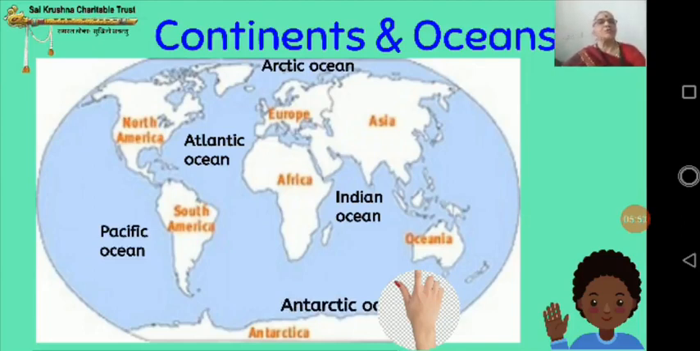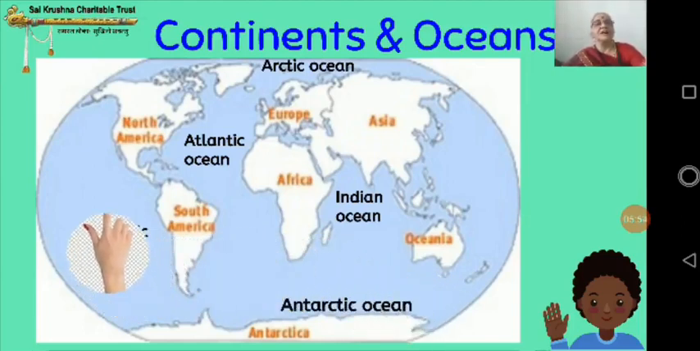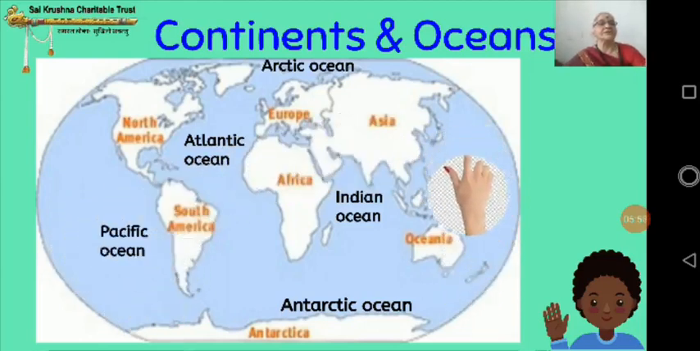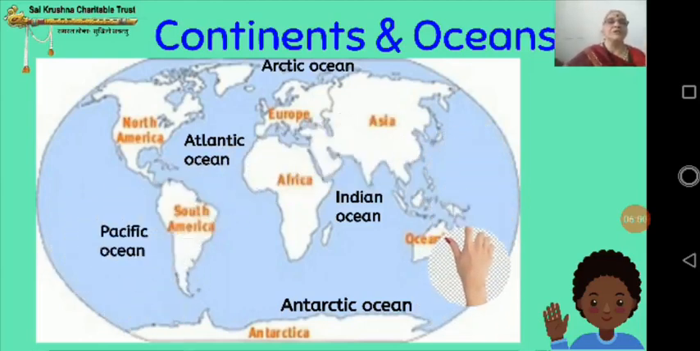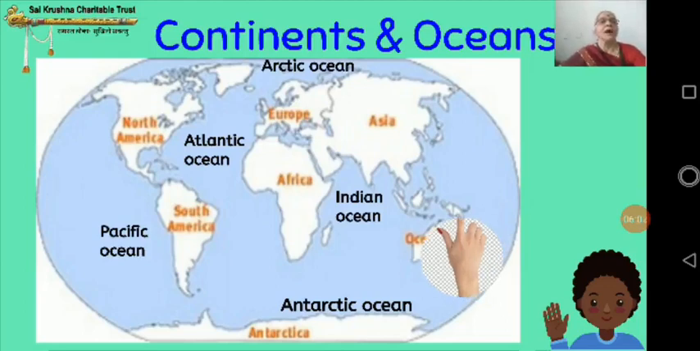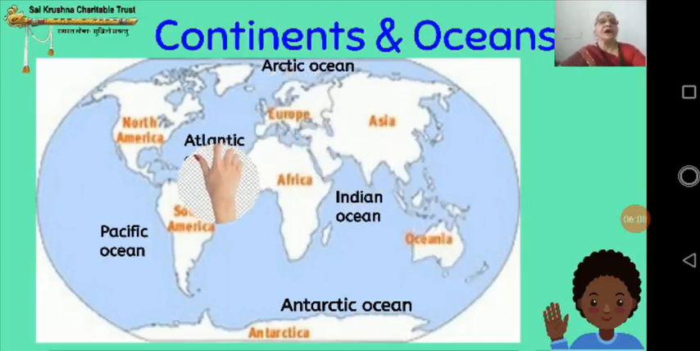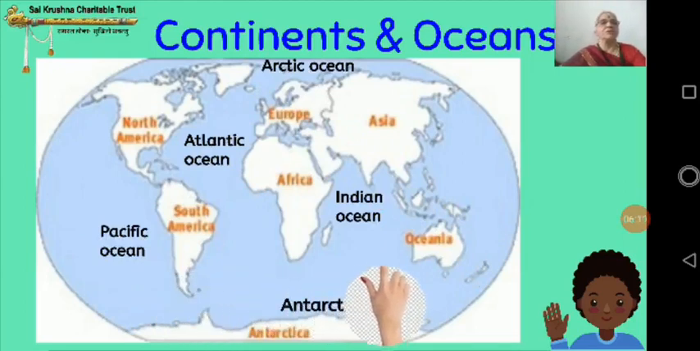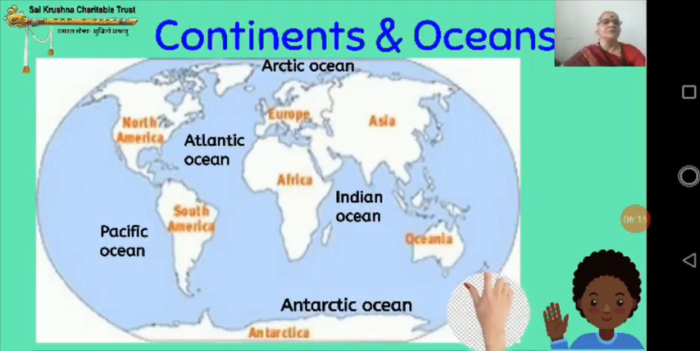The Pacific Ocean. This is the largest and the deepest ocean. You have it here as well as here. This is the Pacific Ocean. So you have your 5 oceans. You have your Arctic Ocean, Atlantic Ocean, Pacific Ocean, Antarctic Ocean and Indian Ocean. So you have your 5 oceans and 7 continents very clearly demarcated here.